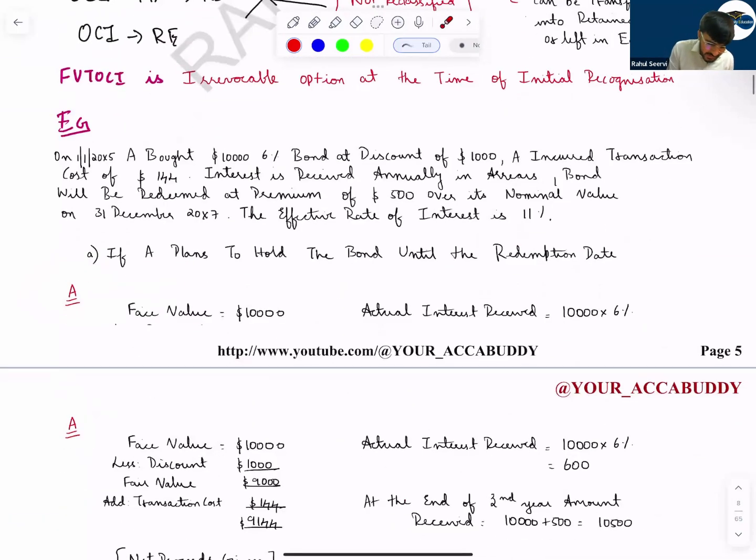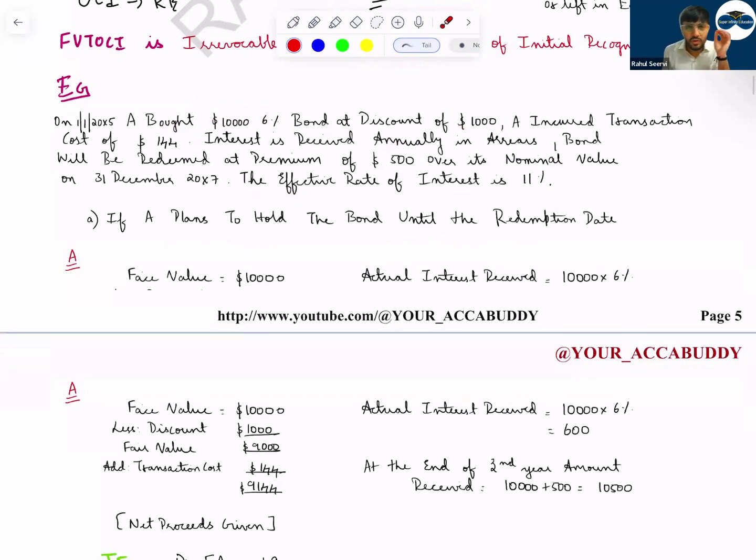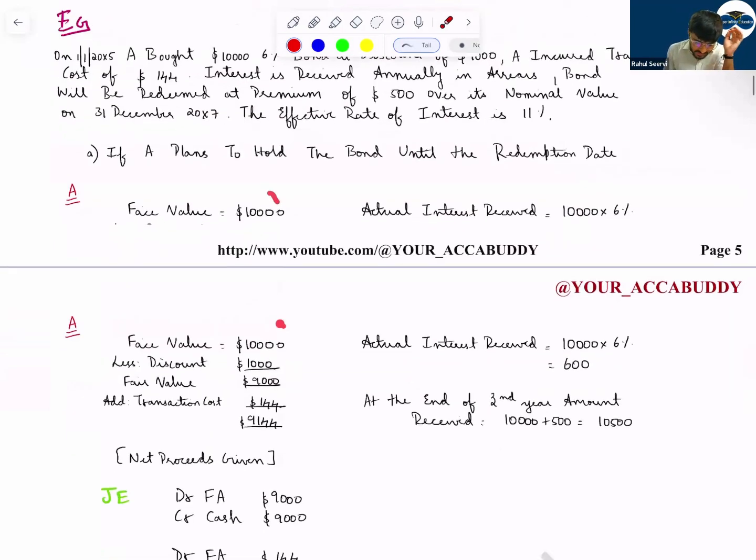So we had seen a basic example: a 10,000 bond at 6%, discount of 1,500, premium of 500, issue cost of $144, and an effective interest rate of 11%. If A plans to hold the bond until the redemption date, then this is the amortized cost method. Fair value, minus 1,000, gave 9,000. Then we added the transaction cost, so 9,144. What is the entry?